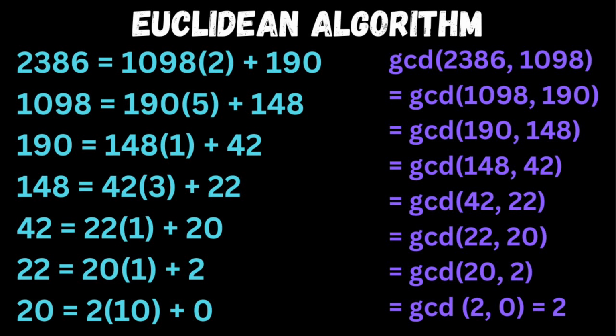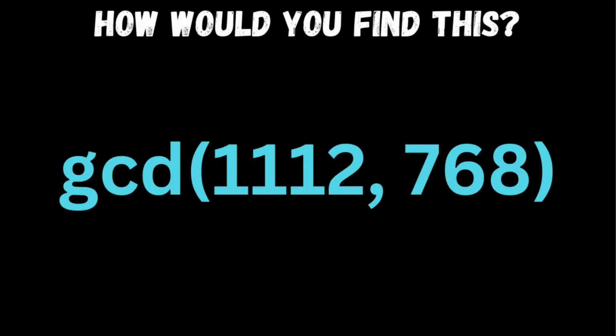But wait, what if I told you there's another algorithm that's just like this one but better? That variation allows you to work through the numbers in a table, rather than having to write out equations again and again. This algorithm is called the Extended Euclidean Algorithm, or EEA. To demonstrate this, let's try a different example. Let's say that I wanted to find the GCD of 112 and 768.